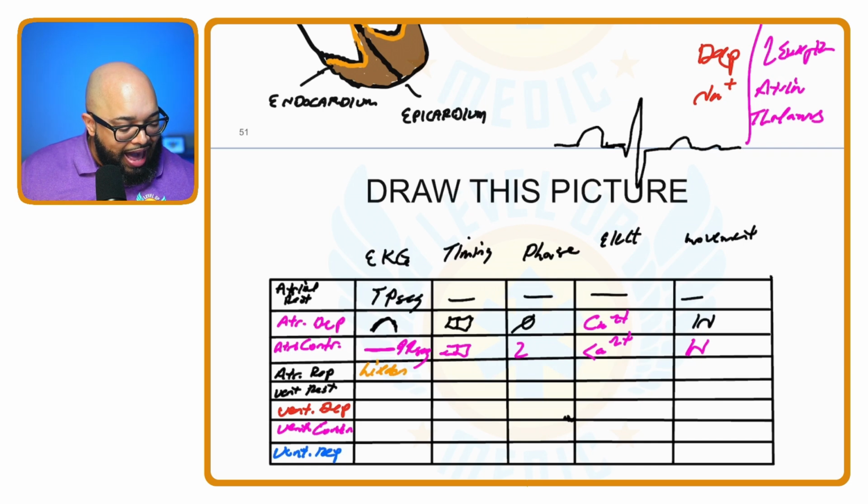But of course, it would be happening at the same time that the QRS is happening. It's just we can only see one of those at once. So now let's go to the next part.